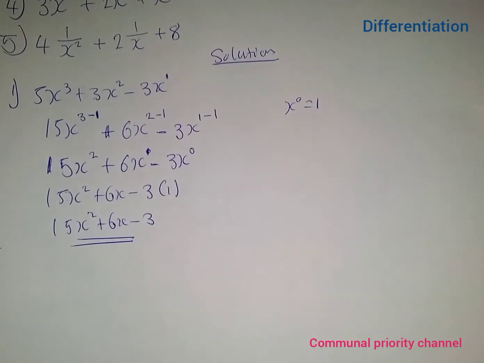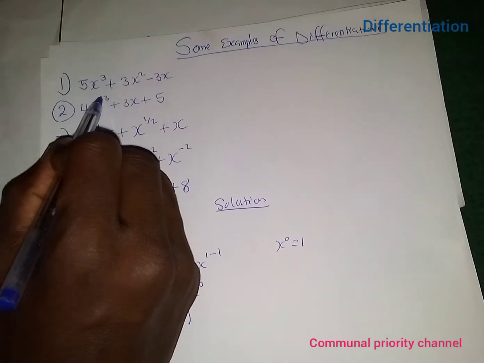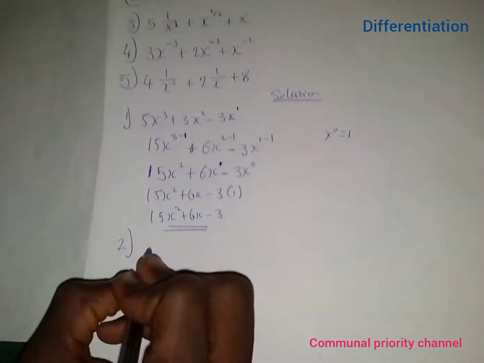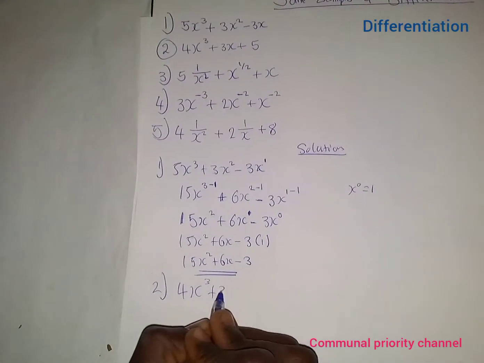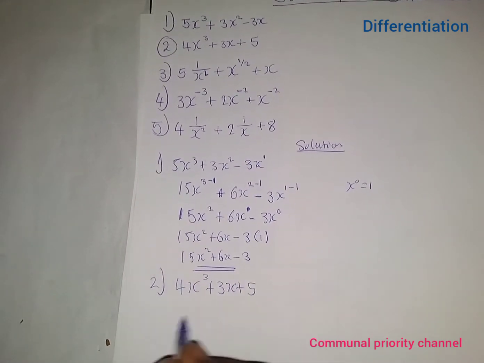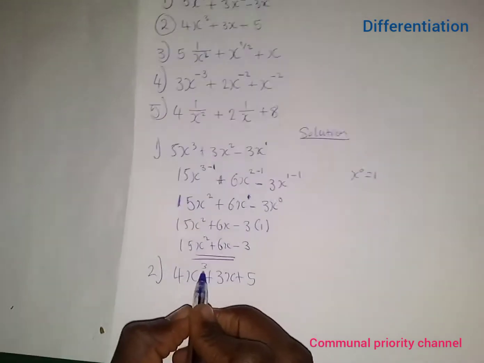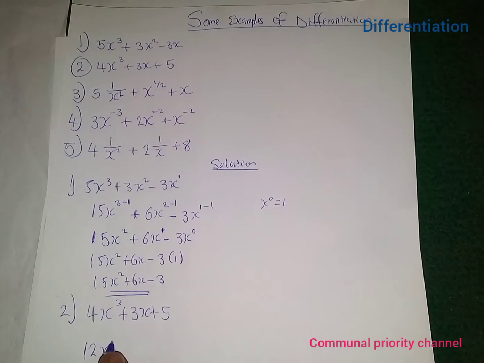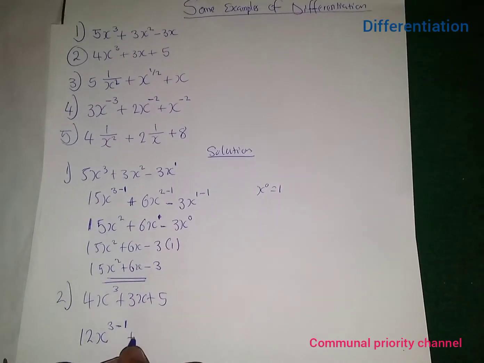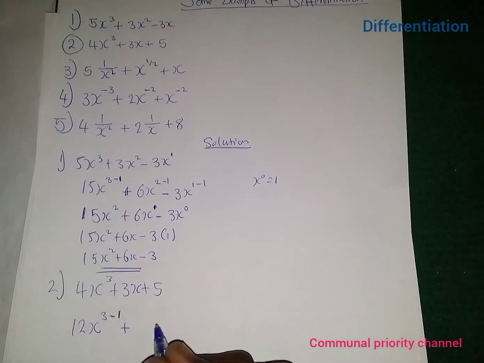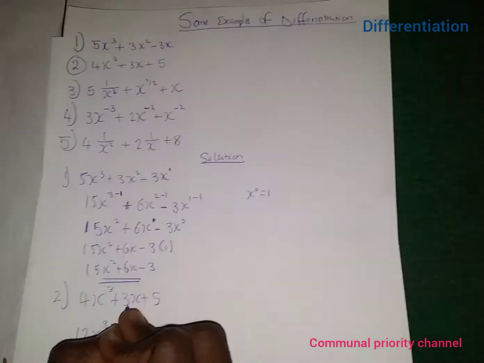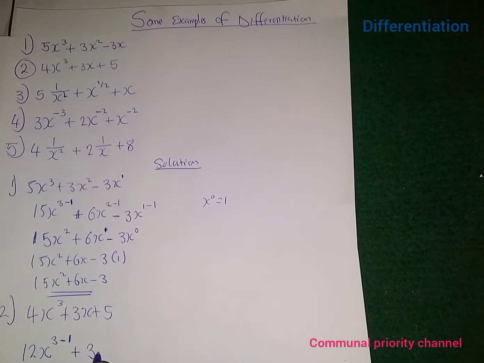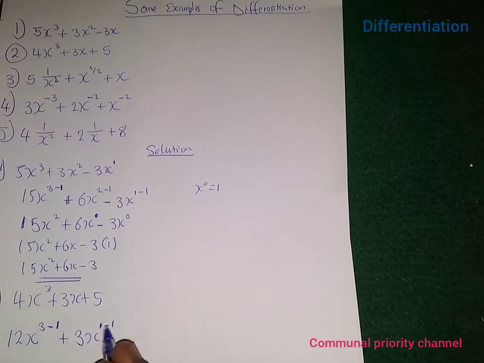So now we are moving to question number 1, which is what? Question number 2, we say find the differentiation of 4x cubed plus 3x plus 5. This is very simple. As we said, we are going to multiply the coefficient with the power, which is 4 times 3, which is equal to 12x to the power of 3, then minus 1 from the power. Plus, again, we are going to multiply the coefficient of this x with the power, which is 1. Therefore, this will be 1 multiplied by 3, which is equal to 3, x to the power of 1 minus 1.